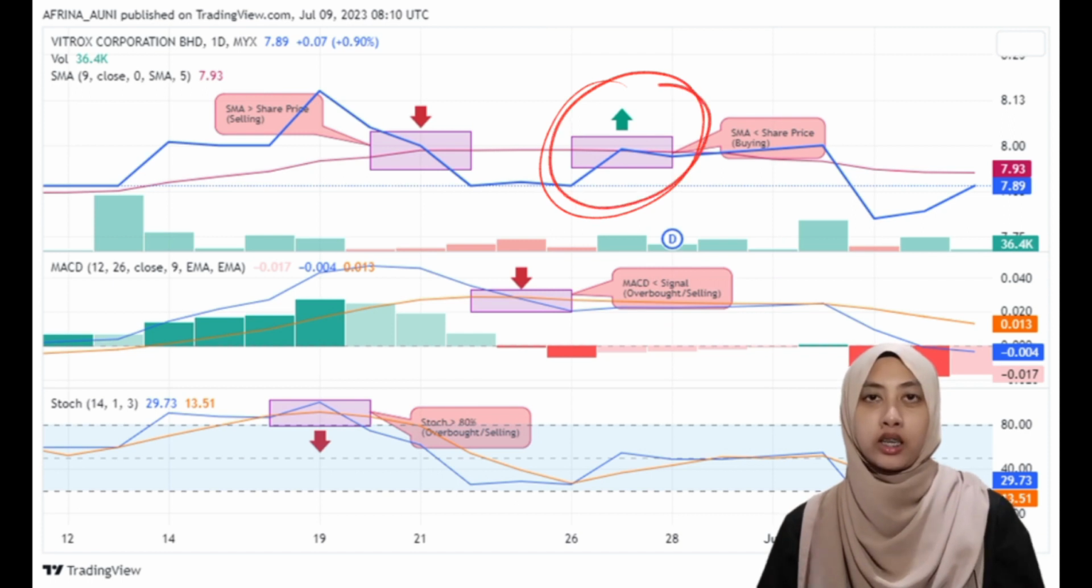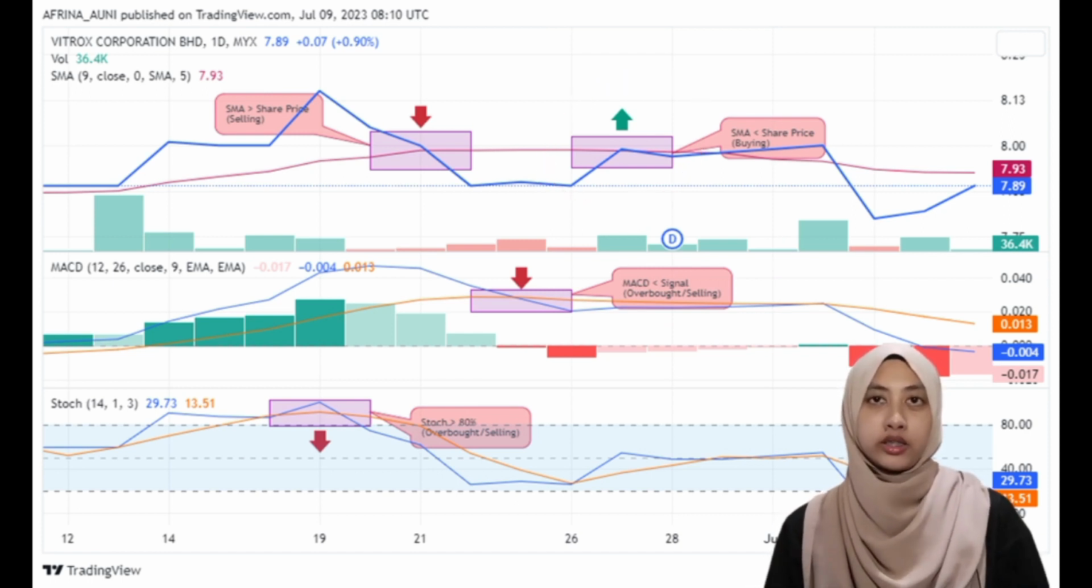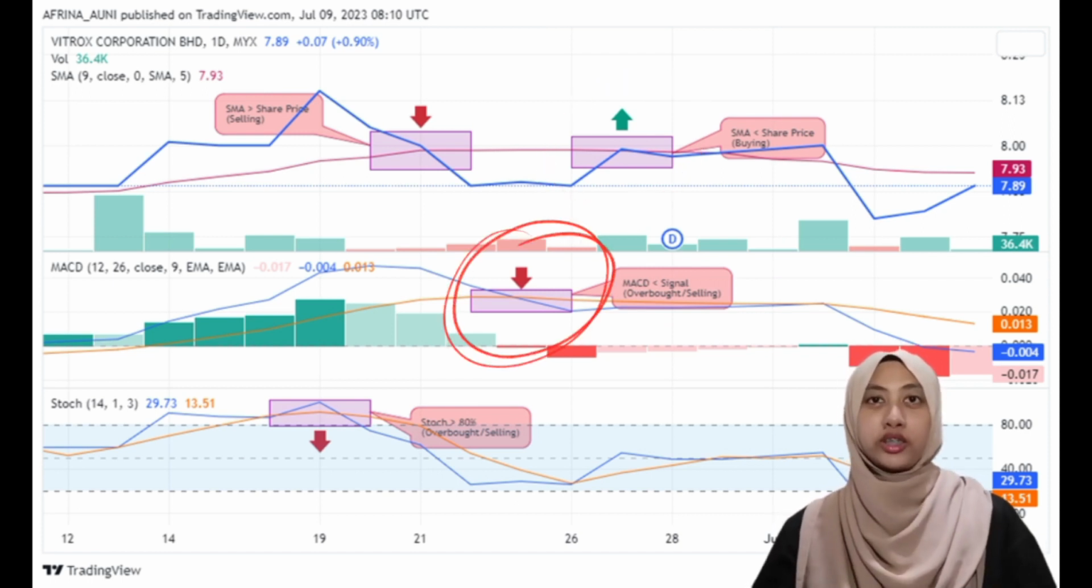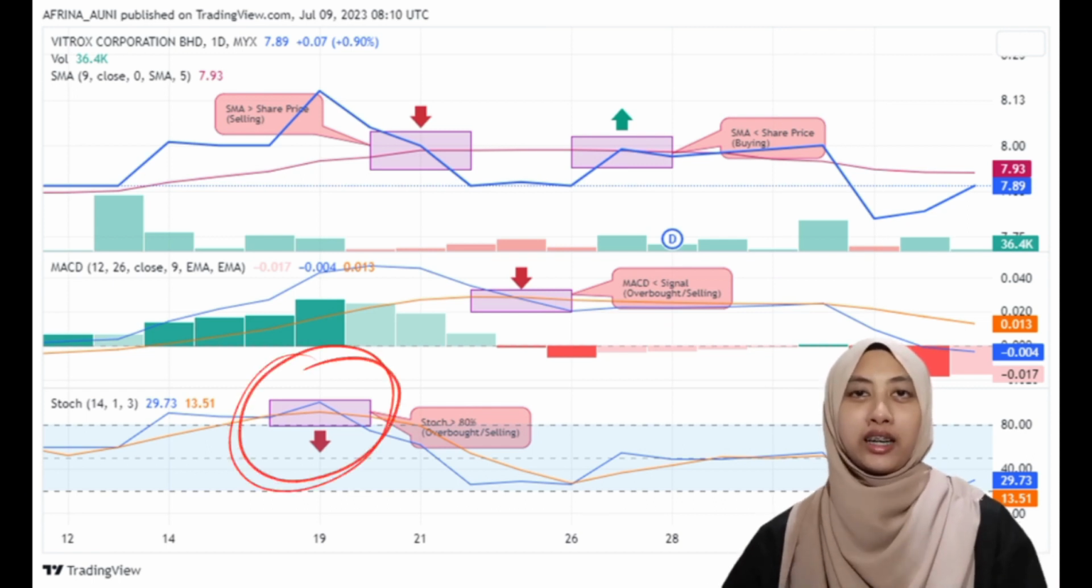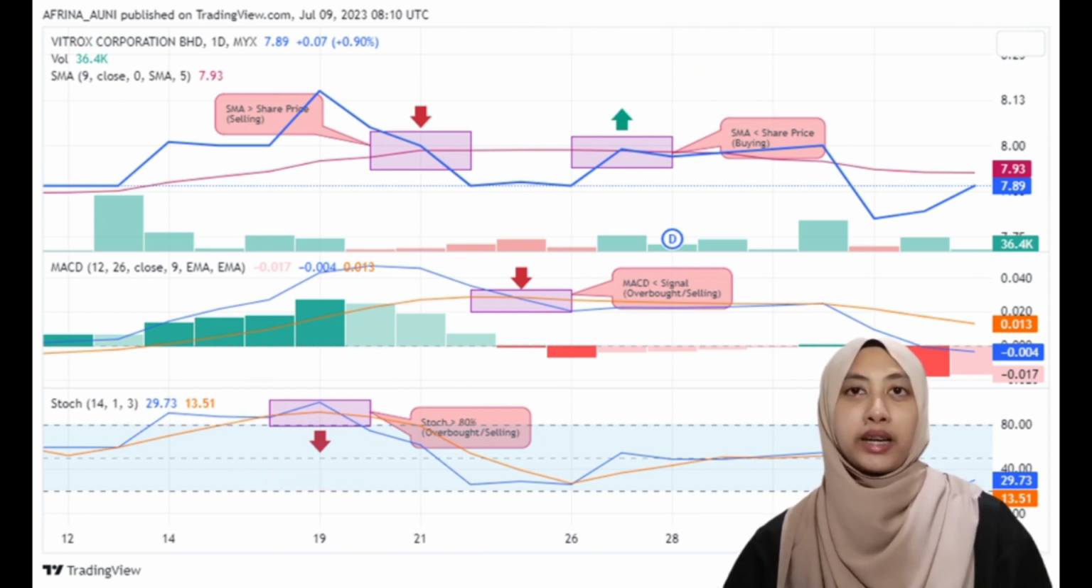This is because the SMA line has crossed below the share price line. On 23 June, there was a selling signal for Withrop stock. This happened because the MACD line has crossed below the signal line. On 16 until 18 June, there are buying signals for the stochastic indicator. The %K line has crossed the %D line above 18%, which means that this is a buying signal.